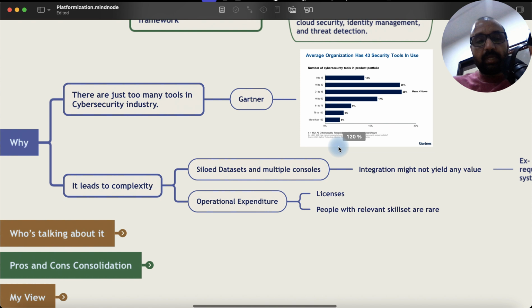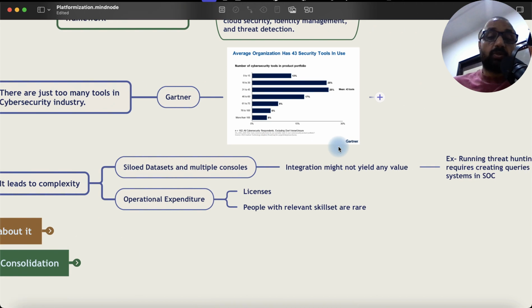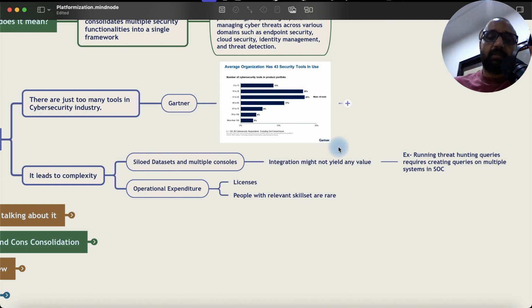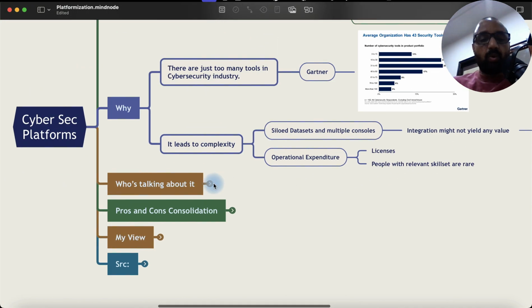Okay. Now, it leads to complexity, of course. The data is there in silos with all these different tools. There are multiple consoles. Integration might not yield any value. For example, if you have to run a threat query as a security analyst, you will have to run it on EDR, NDR platform. You will have to run it on your SIEM system and whatnot. And what that leads to is higher operational expenditure, including procurement of licenses, managing these vendors, and of course, training your people with relevant skill sets. And eventually it becomes very complicated.